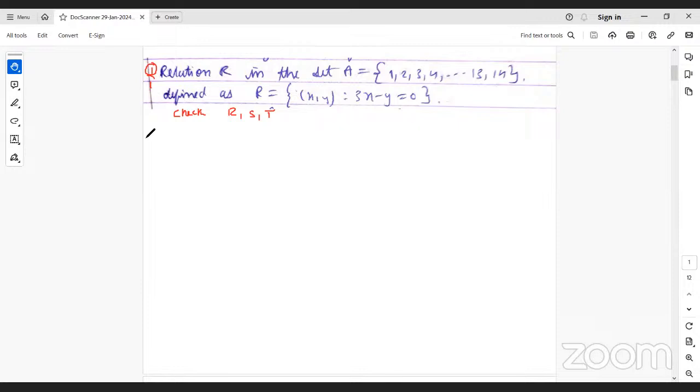In the given question, the relation is given in rule form. First we will convert it into roster form. The set A has 14 elements, so A cross A will be the Cartesian product. The given relation will be a subset of A cross A. So 14 into 14 ordered pairs are there, and out of that only a few ordered pairs will be present in the relation. We will find out which ordered pairs belong to the relation R.